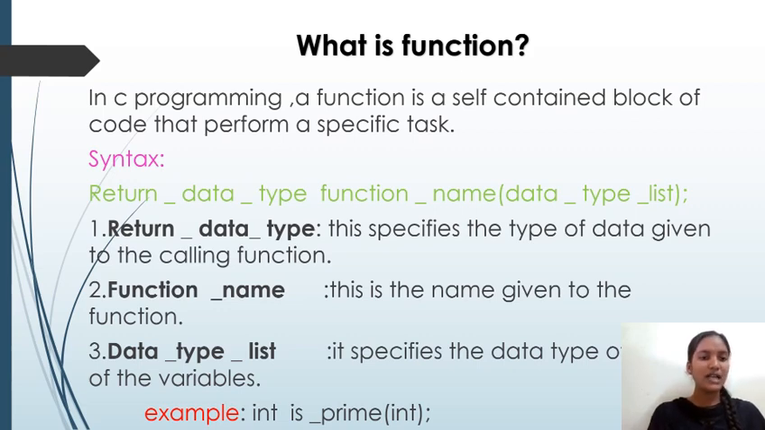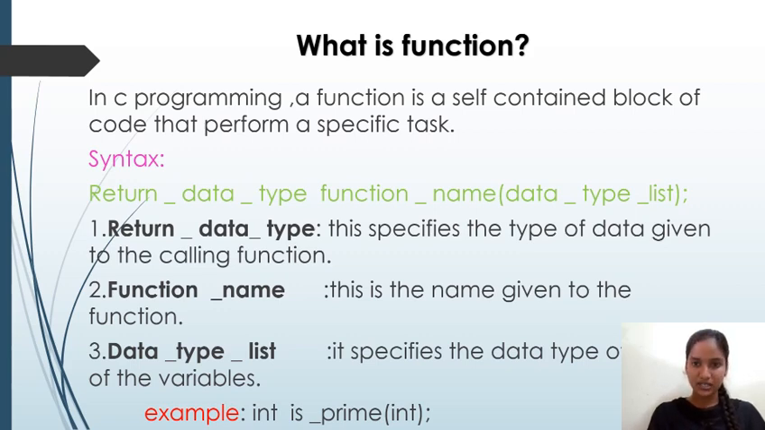Now, syntax of the function: return data type, function name, and data type list. What is meant by return data type? Return data type specifies the type of data given to the calling function. A calling function, we will discuss it later. And function name. Function name is a name given to the function. So which type of name we are giving to the function is known as function name.